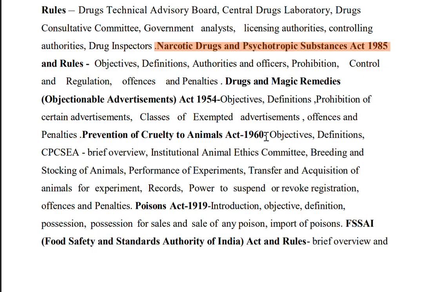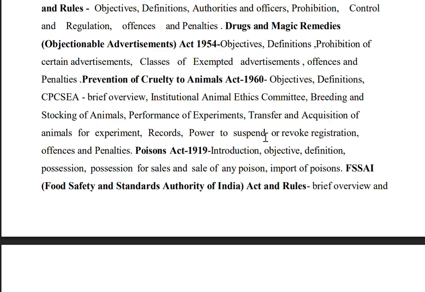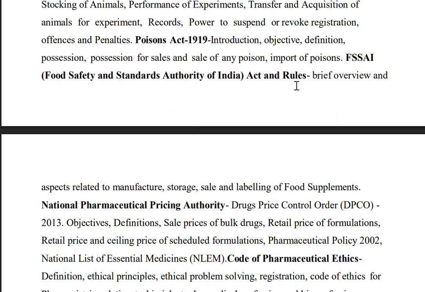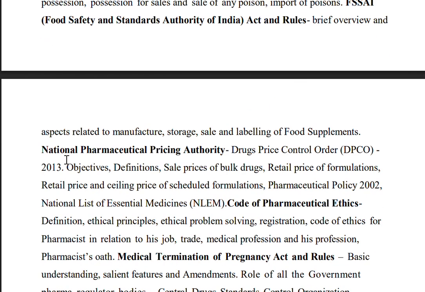Preclinical trials. Which schedule is used for the clinical trial? Schedule Y. Yeah. And the Poisons Act 1919: what are the antidotes for the poison, as we read in pharmacology? So we have to correlate each and every section of the syllabus. And the FSSAI Act, what are the rules? The amendment. National Pharmaceutical Pricing Authority: which year did they amend this act?